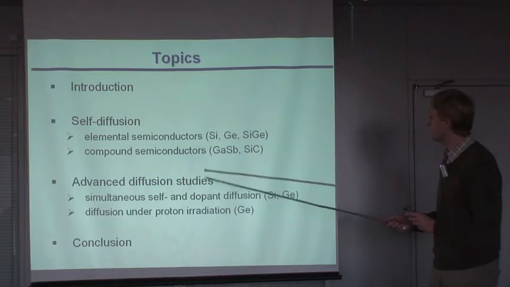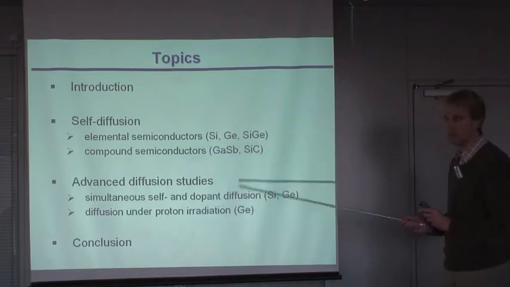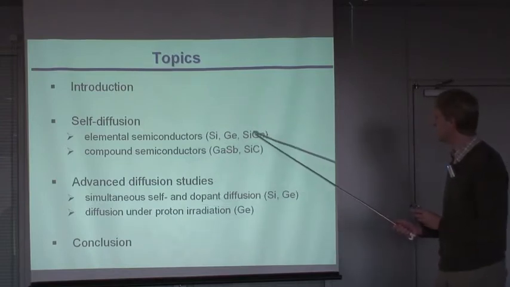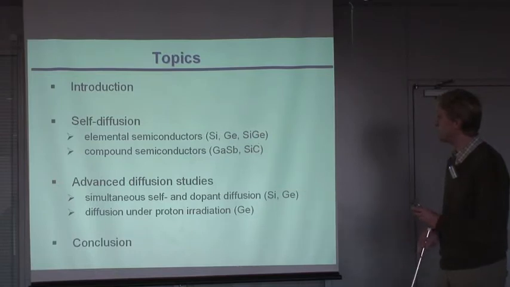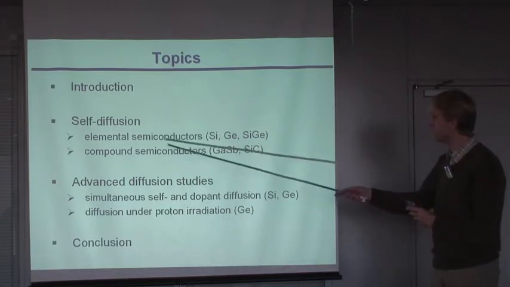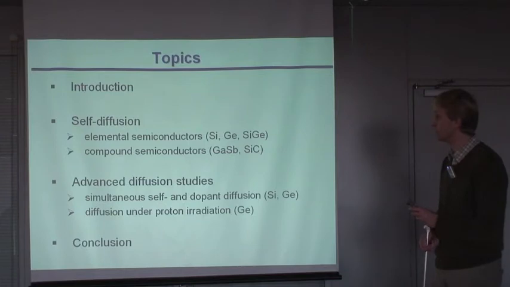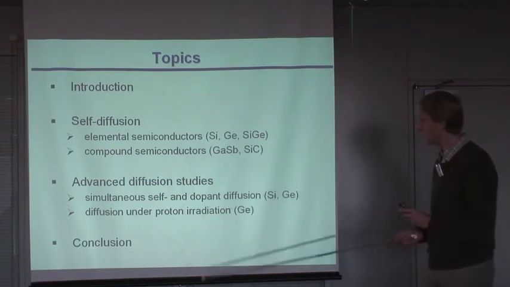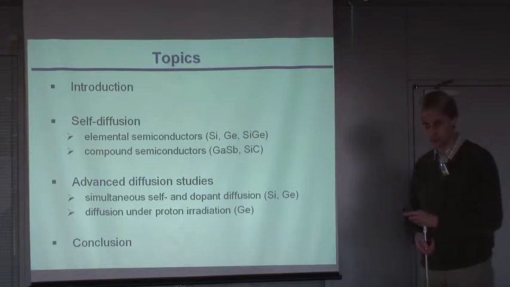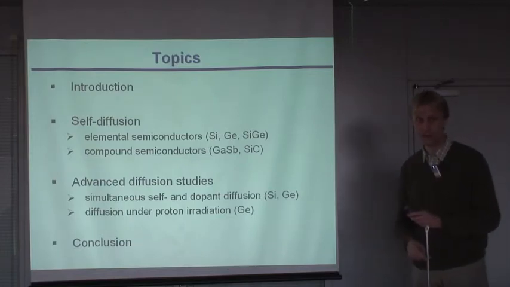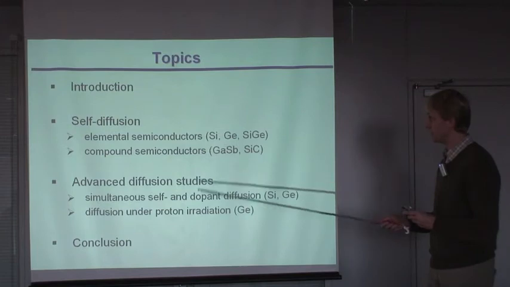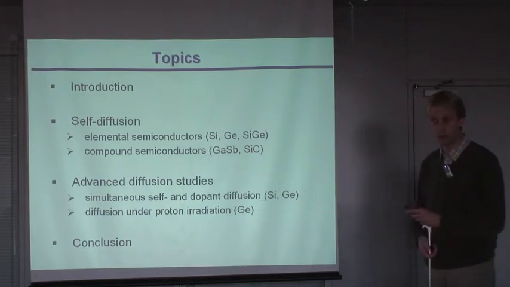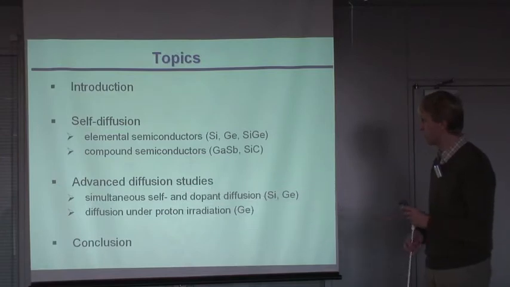I will present some examples on silicon, germanium, and silicon germanium. This is very recent work on these two materials. And there are results also on compound semiconductors like gallium antimonide and silicon carbide. In the case of compound semiconductors, self-diffusion is already a little more complicated than in the case of just elemental semiconductors, but you will see why this is the case. And then I will continue with advanced diffusion studies.